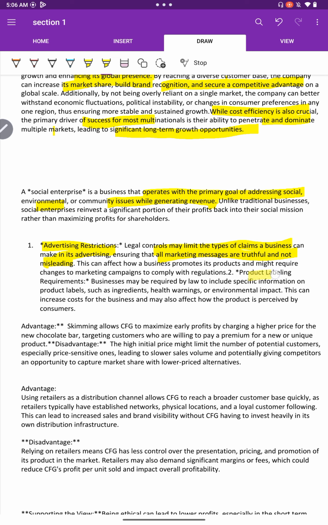Second one would be product labeling requirements. Businesses may be required to include specific information on product labels, such as ingredients, health warnings, or environmental impact. This can increase costs for the business and may also affect how the product is perceived by consumers.